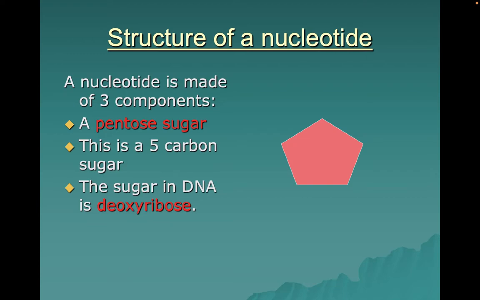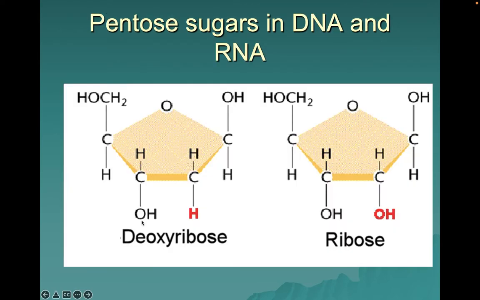I hope that you should be able to tell me what the name of the sugar in RNA is. Think back about what the letters RNA stand for, and you should be able to work out that the sugar in RNA is called ribose. Both of these sugars are pentose, so both of them contain 5 carbons, but in terms of structure they are slightly different, hence the 2 different names.